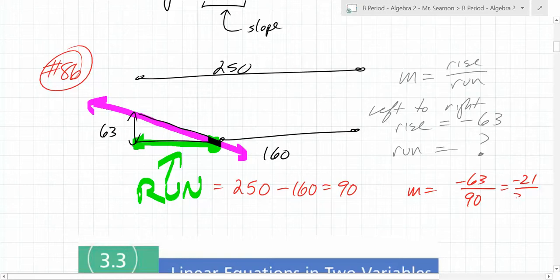Negative 21 over what? 30? Yeah, there it is. It's pretty steep. Now, if you were walking from right to left, the slope would be 21 over 30. If you were walking from left to right, the slope would be negative 21 over 30. It depends on how you look at it. Generally speaking, though, how do we read slopes from left to right? Either way, this is pretty steep.